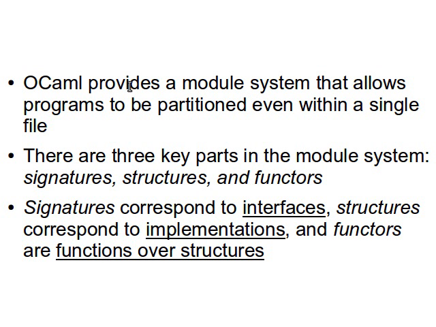Now, OCaml provides a module system that allows programs to be partitioned even within a single file. So even in a single file, we can split it into multiple modules. In modules, we need to be aware of three key parts in the module system: signatures, structures, and functors. Signatures correspond to interfaces. If you did Java before, I'm sure you know what interfaces are. Structures correspond to implementations. This is the important part that we'll be dealing with, to create modules and then have some implementations inside them. And then functors are functions over structures. This concept may be new to you. We'll see whether we have time to cover it as well. But as I said, my main focus will be on structures and how to create them and how to have some code and implementation inside them.